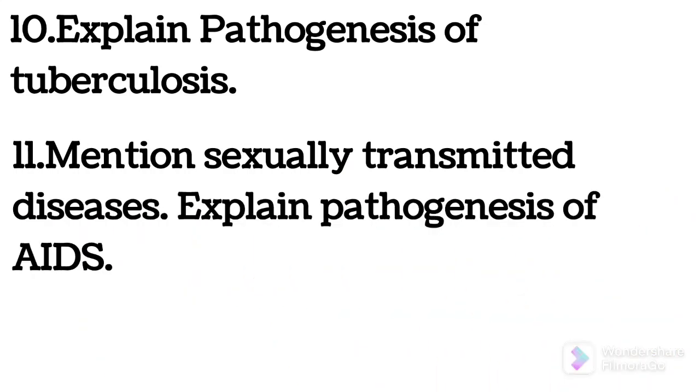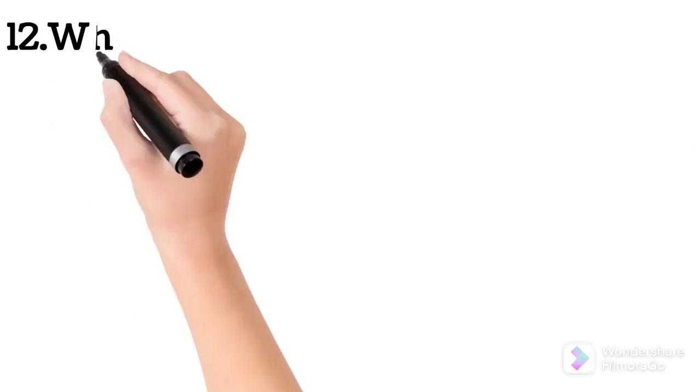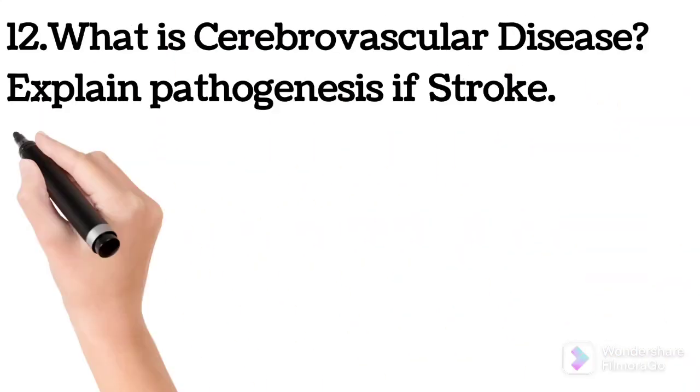There you will get every answer for the particular question. Mention sexually transmitted disease, explain pathogenesis of the AIDS. Simple, we have to write what is this STD and pathogenesis of the AIDS. AIDS, syphilis, gonorrhea. From these three, one is fixed for your examination for 5 marks.